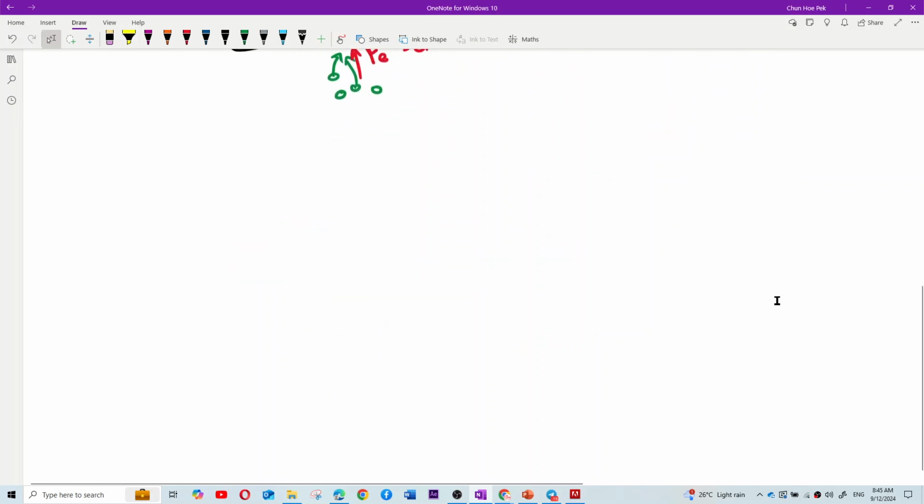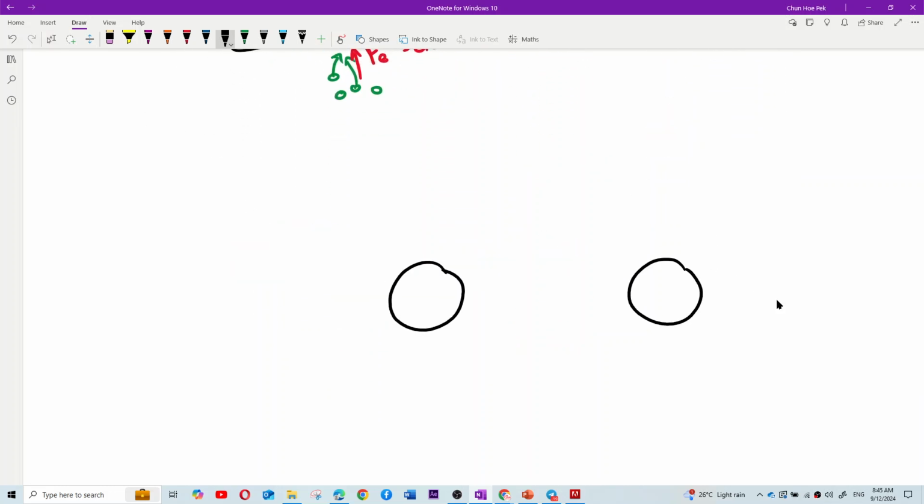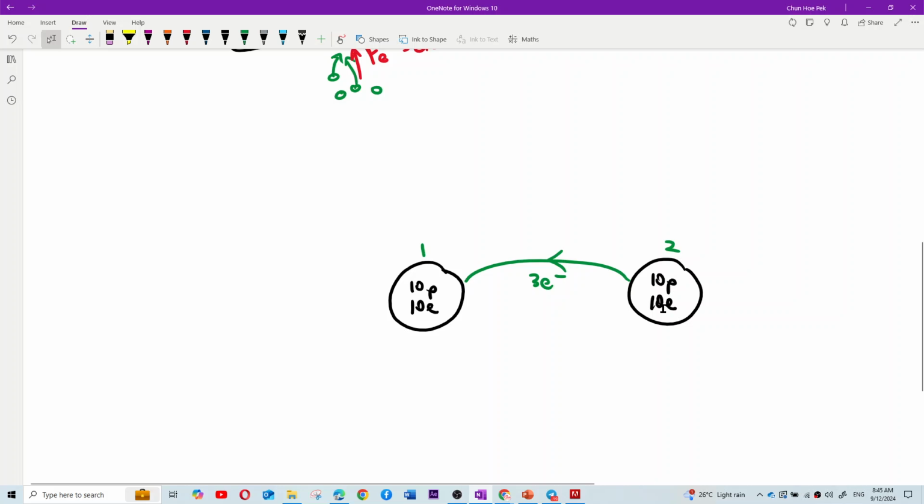For example, let's say I have two atoms. You have 10 protons and 10 electrons, and 10 protons and 10 electrons also. This is the first charge, and this is the second charge. Let's say the second charge lost 3 electrons to the first charge. So what happened is the first charge now has 13 electrons, and the second charge now has only 7 electrons.